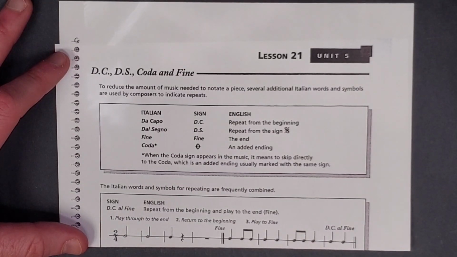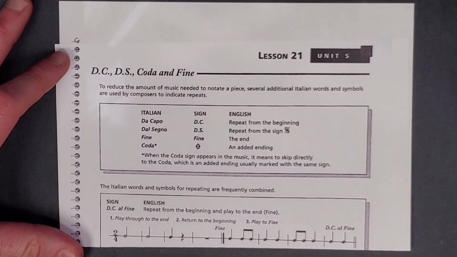Let's take a look at what this all means. These are really short examples of how these work. We're in 2-4 here. Step 1, play through to the end. When you see that fine and the double bar, you just keep going past it the first time through. Then it says DC al fine, which means back to the beginning. Step 2, return to the beginning and play to the fine. So for the DC al fine, you've got 12 measures, and you stop there.